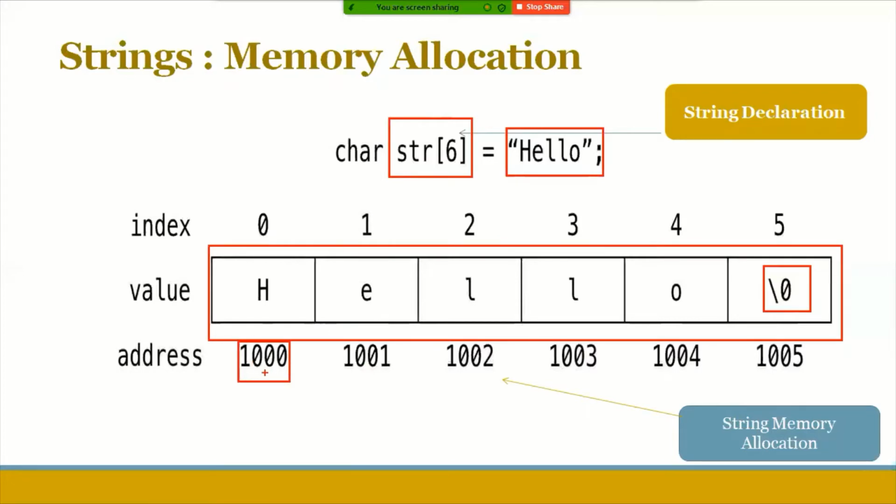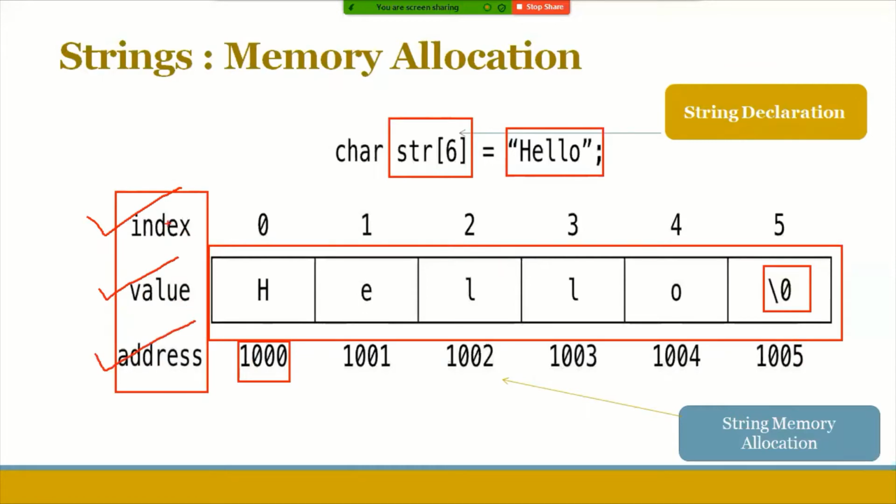If the base address is 1000, automatically the next locations will be 1001, 1002, 1003. That means internally 1 byte will be added. That is called the internal scaling factor. And these three are properties of a particular string: the index of the string, the value of the string, and the address of the string.